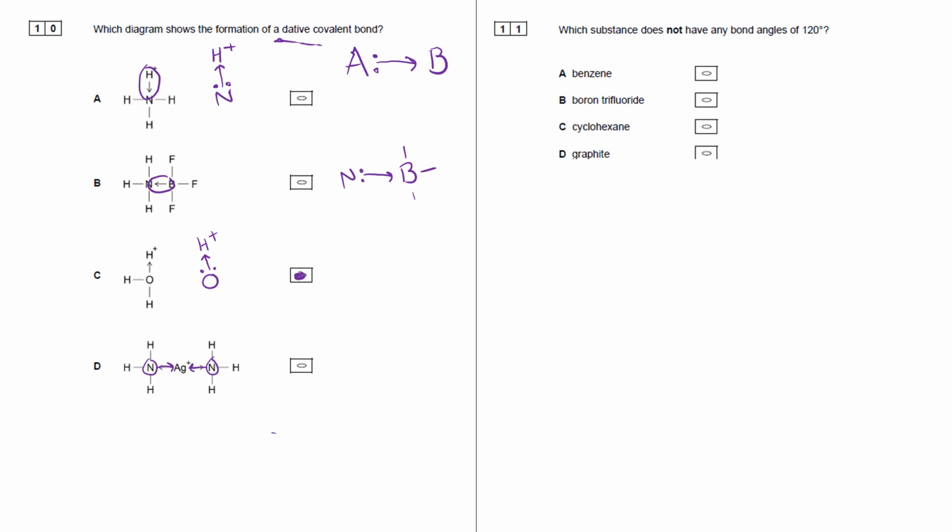So just as a general rule, a lot of the coordinate bonds you'll come across are from an oxygen or a nitrogen lone pair pointing towards the thing that is able to accept a lone pair.